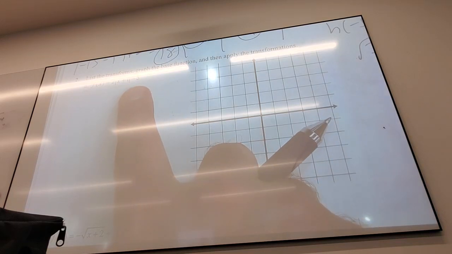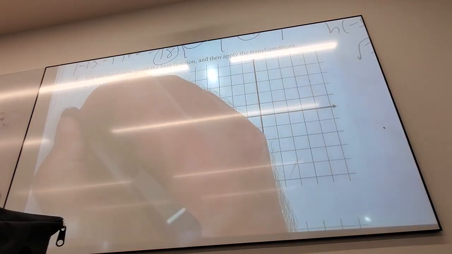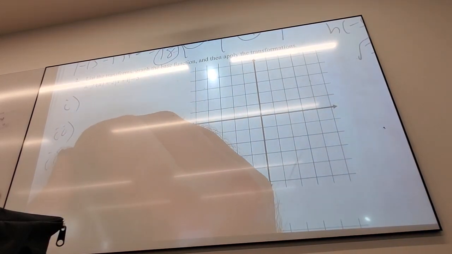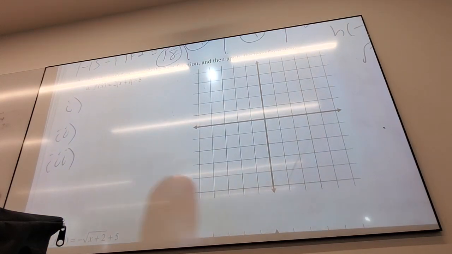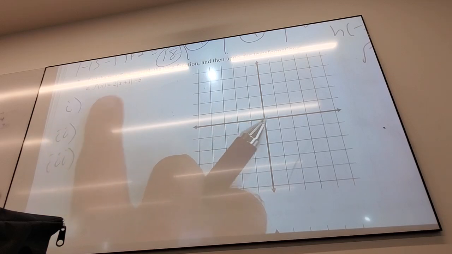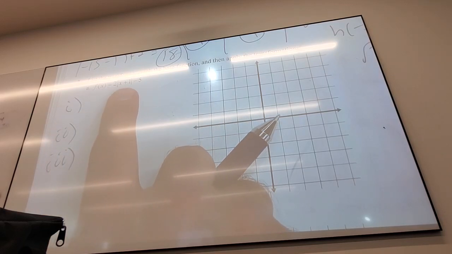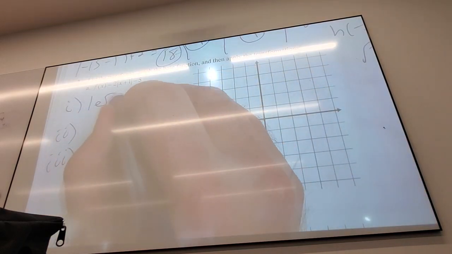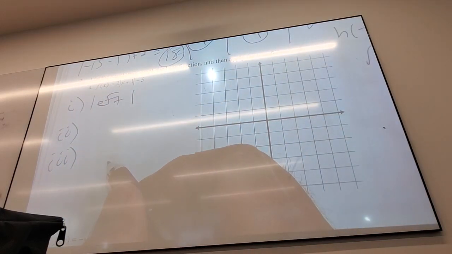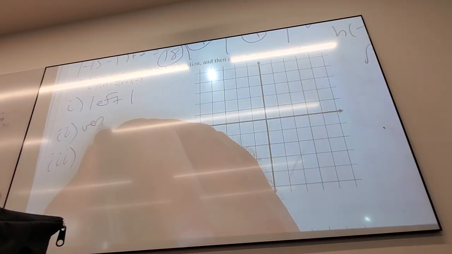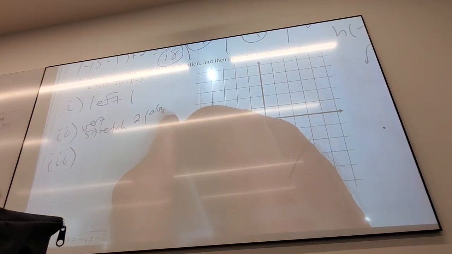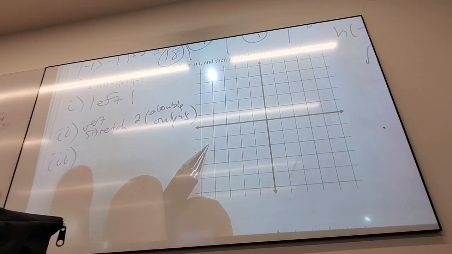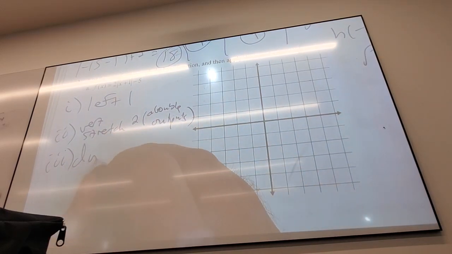What are the transformations here? How many are there? 3. How do you know what order to do them in? Yes, PEMDAS. So what's the first thing I would do? Yeah, the inside, so that's left 1. Good, I can vertically stretch by 2 or just double the outputs, right? That's the way I like to say it. And then the last thing I do, down 5.